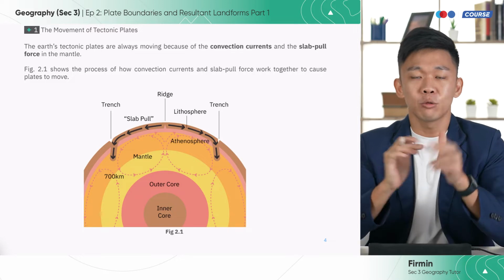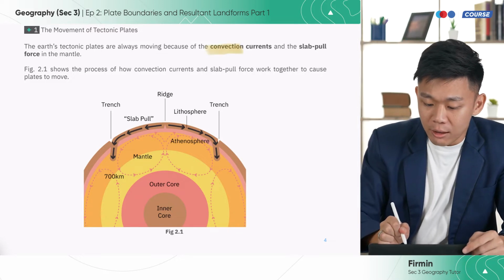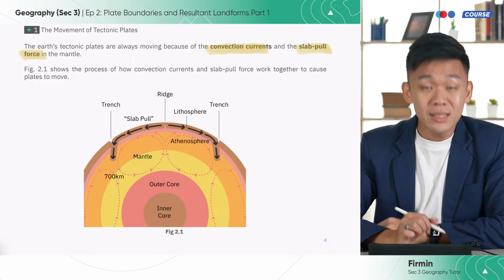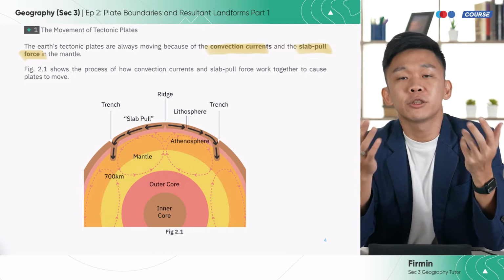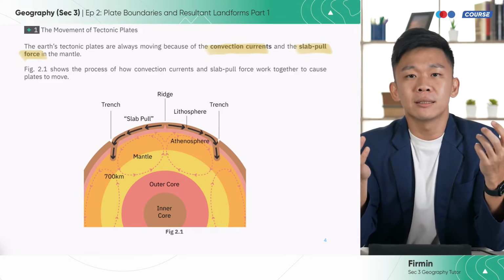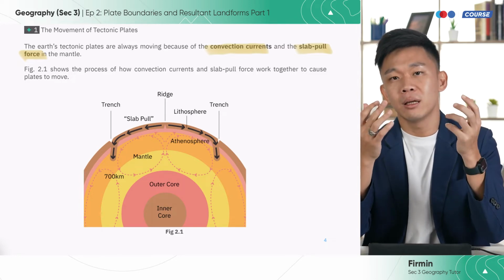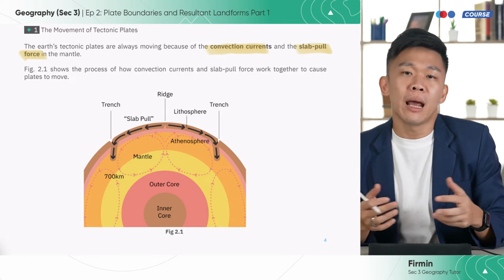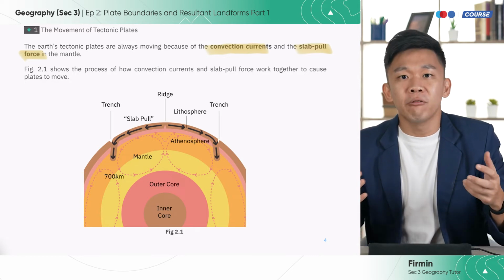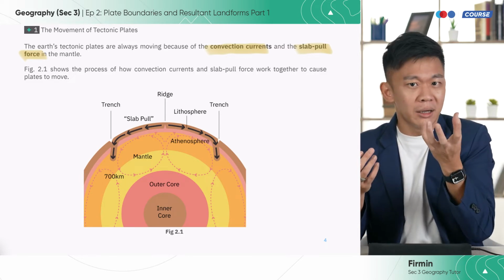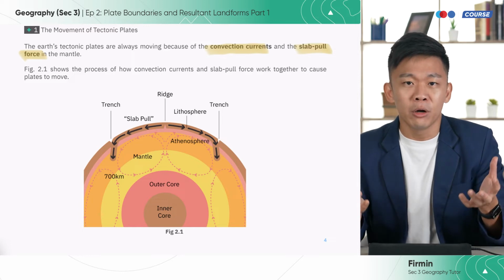So fundamentally, the reason why the plates move is due to two processes. These two processes are known as convection currents and slab pull force. Now let me explain. In science, we learn about convection currents. We learn that hot air rises, cold air sinks. Why is it that hot air will rise? It's because the heat will warm up the air. The air molecules get heated up, expand, and rise. It gets lighter. And that's how your hot air balloon functions, isn't it? You need that heat there to cause the air molecules to rise.